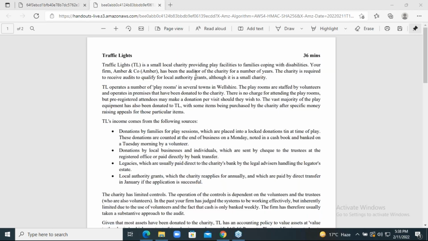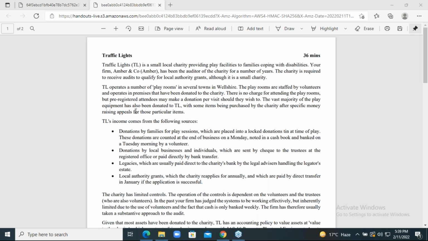That is the traffic lights question. Now this is the question traffic lights. This is one of the most tricky questions of the audit procedures in my opinion. Why? Because this is the question where you cannot use generic procedures.